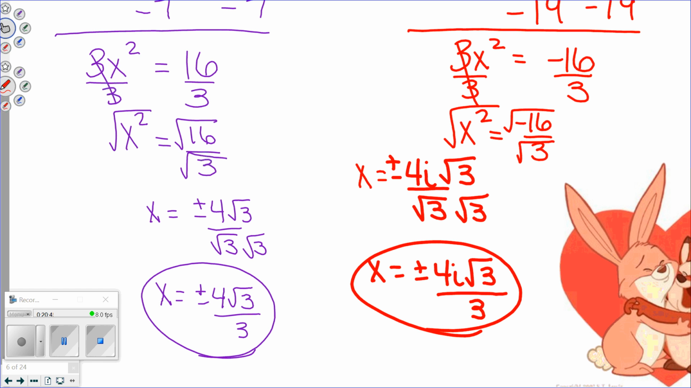This is a number, you guys. I want to make sure we're clear on that, right? 4 times the square root of 3 divided by 3 is 2.3 and so on. That's a number, right? This is a real number on the number line. It's not pretty, but it's on there. Is this? There's an i. It's imaginary. It's not one of your real numbers. This would not show up on a number line. Okay? Just so we're clear.